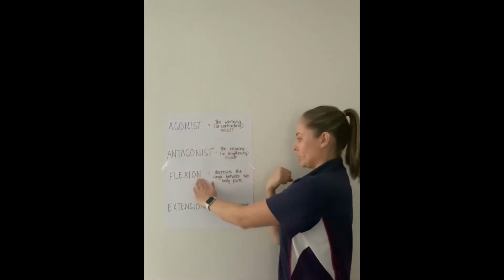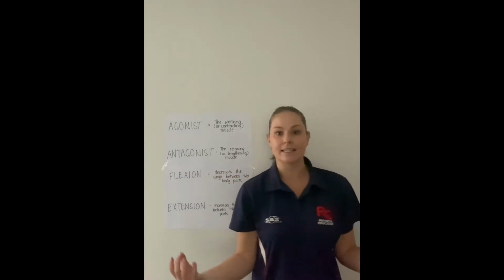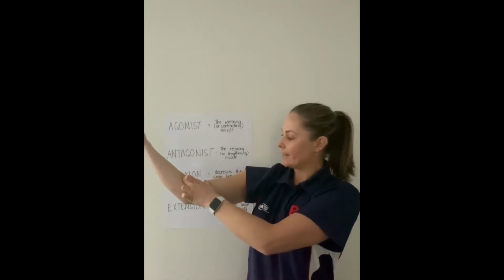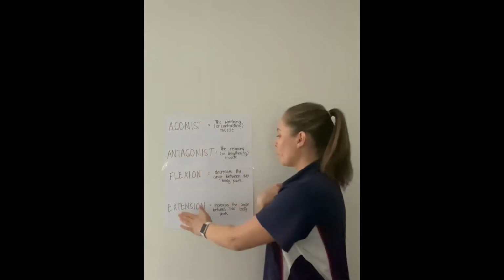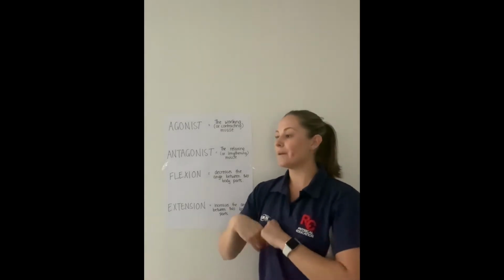So then, this movement is flexion. So that is when the angle between two body parts decreases. All right, so you can see the angle is getting smaller as I start flexing. Then we've got extension. So this is when the angle between two body parts increases.